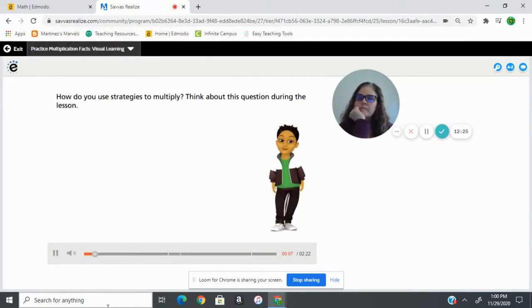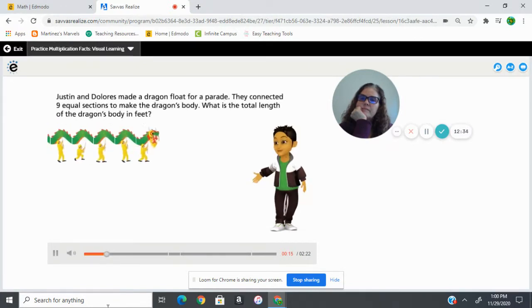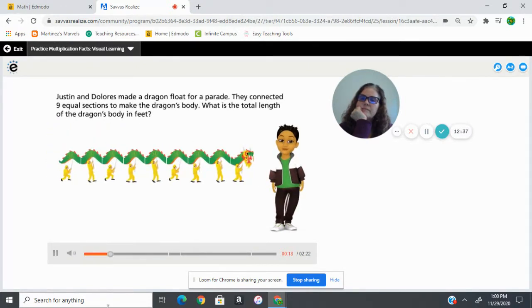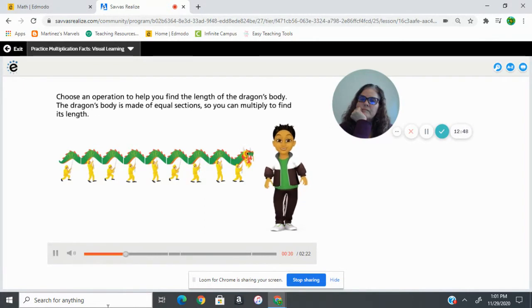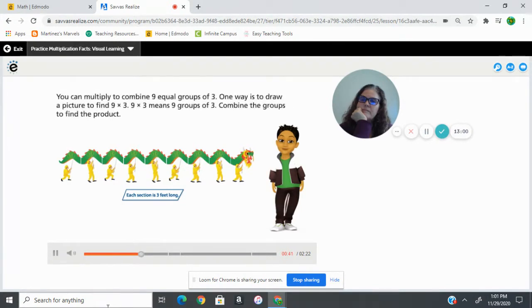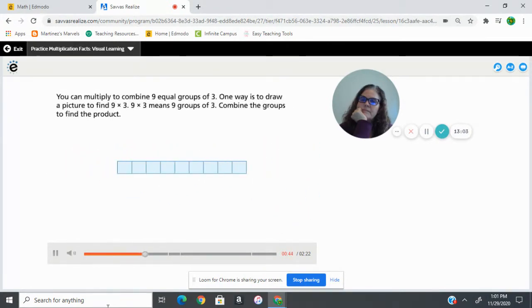How do you use strategies to multiply? Think about this question during the lesson. Justin and Dolores made a dragon float for a parade. They connected 9 equal sections to make the dragon's body. What is the total length of the dragon's body in feet? Choose an operation to help you find the length of the dragon's body. The dragon's body is made of equal sections, so you can multiply to find its length. You can multiply to combine 9 equal groups of 3.